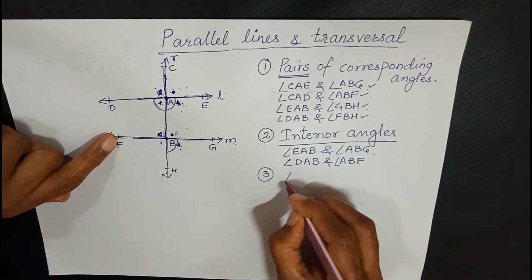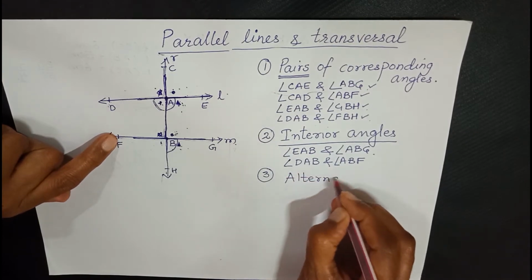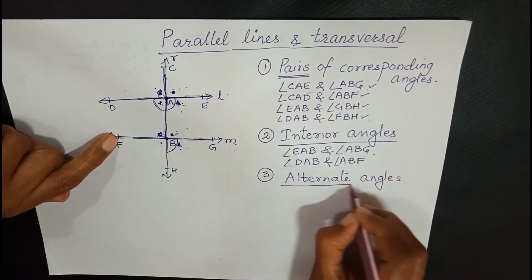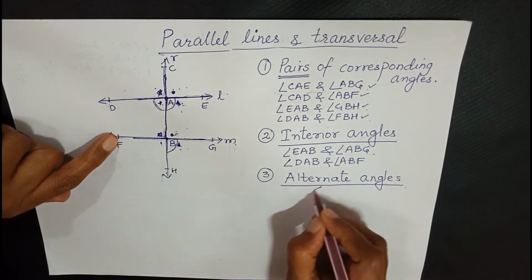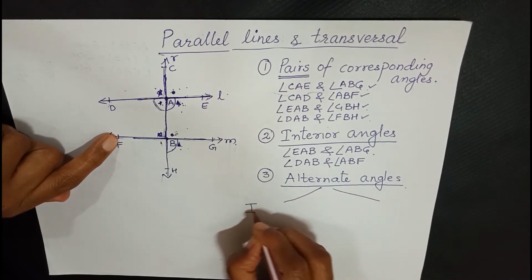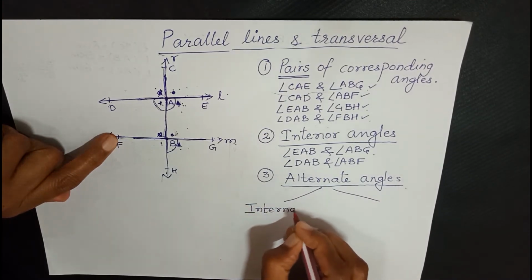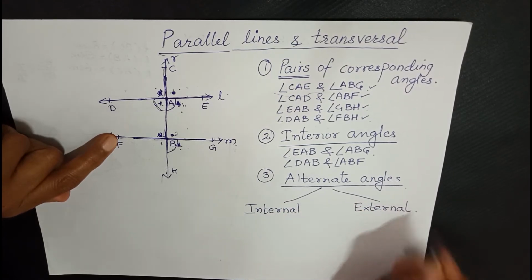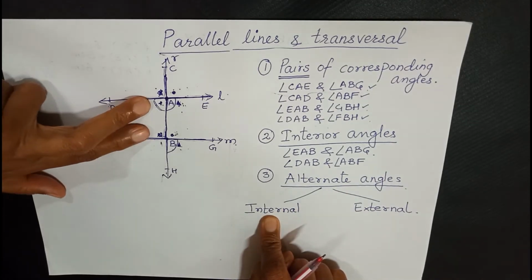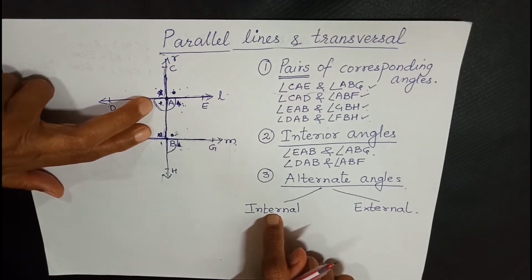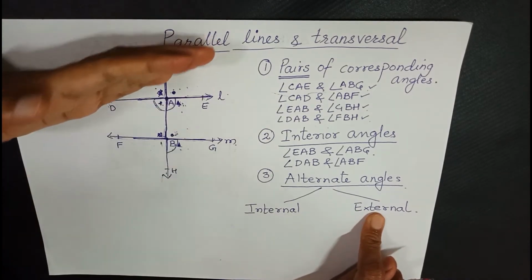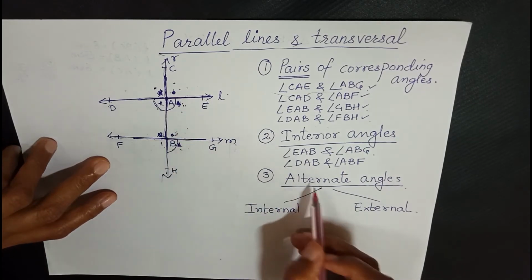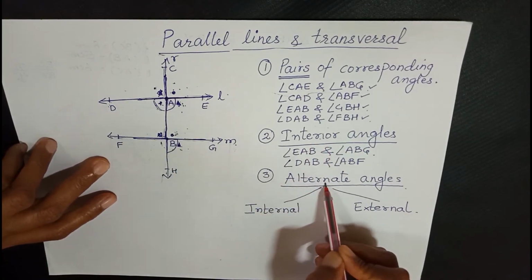Next, we go to alternate angles. What is the meaning of the word alternate? After leaving one angle. In alternate angles, we have two different forms. One is called the internal alternate angle and the second is called the external alternate angle. Internal means between the two parallel lines, inside the two parallel lines. External means outside the two parallel lines, that is these two. Interior means these four.